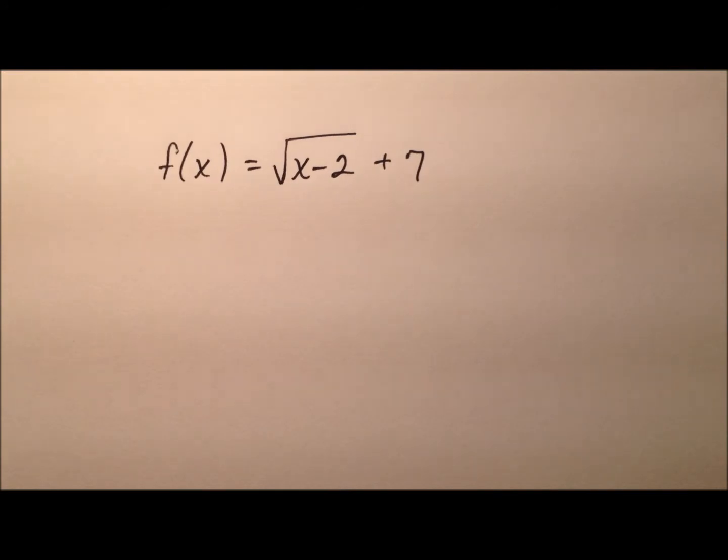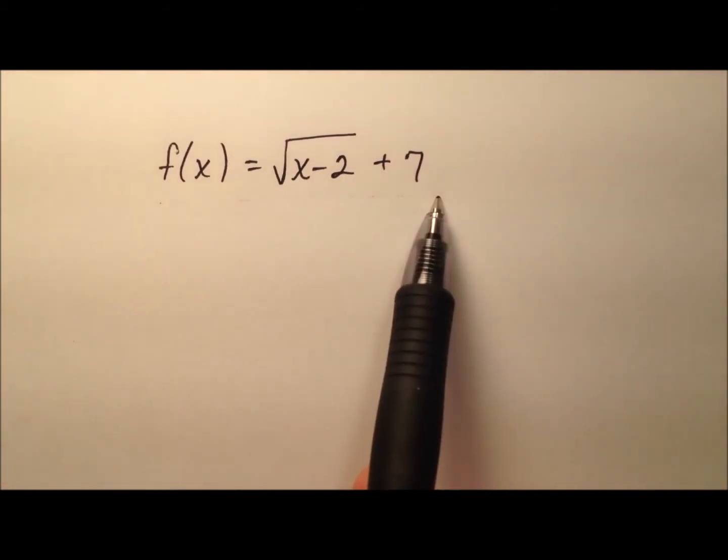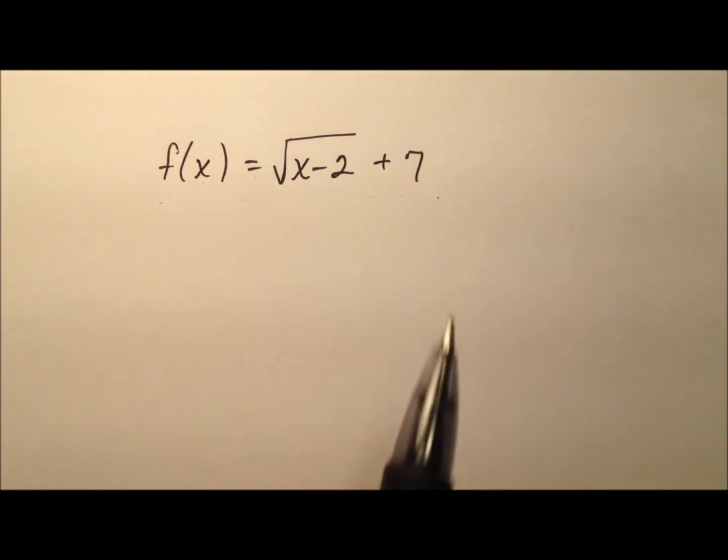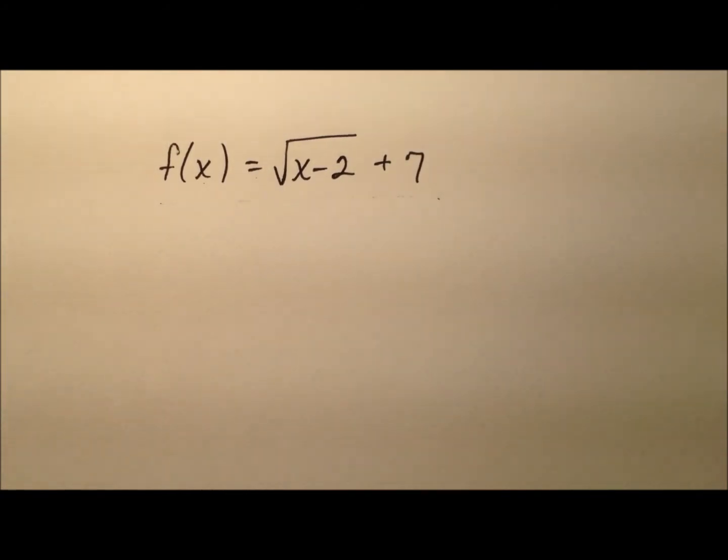In this example, we're going to determine the domain for this function. We have f of x equals the square root of x minus 2, and then this plus 7. If you'd like to go ahead and give this a try real quick, pause the video and do so, and then come on back and we'll work it together.